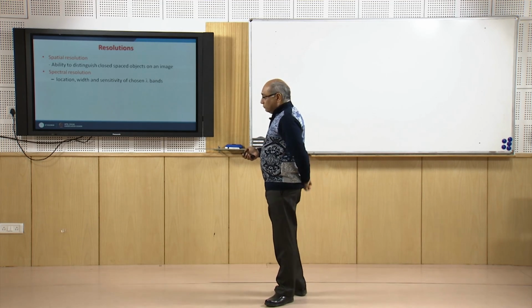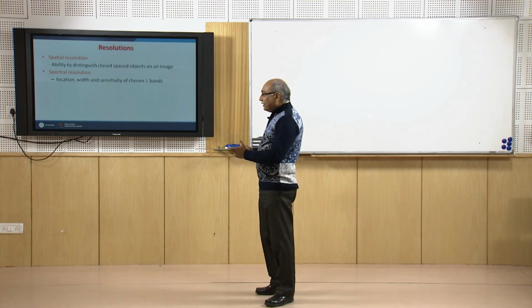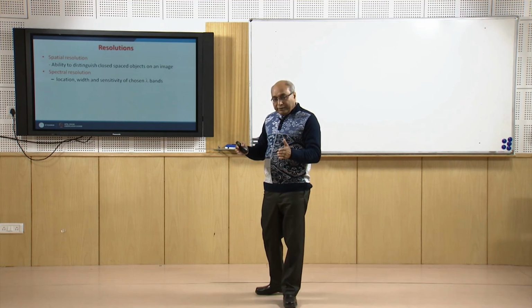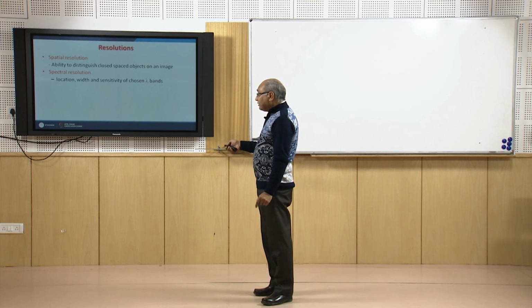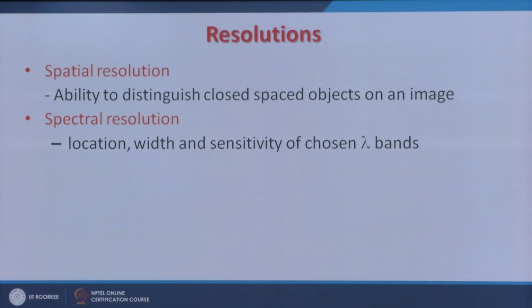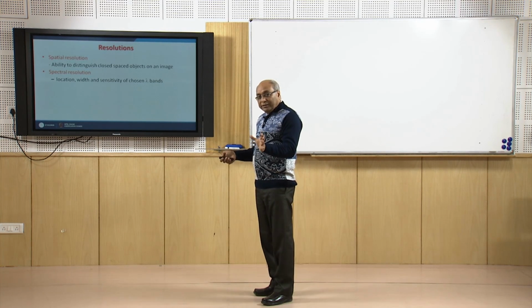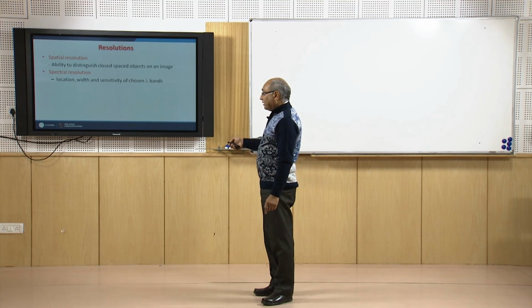The second type of resolution, of which we will see further details, is spectral resolution. That is basically how many channels within the available EM spectrum there are, and what the width of those channels is. So the location of the channels or bands and their width: the narrower the width, the more channels, the higher the spectral resolution. Broader bands mean covering a large part of the EM spectrum with fewer bands within that part of the EM spectrum, and we say coarser spectral resolution.